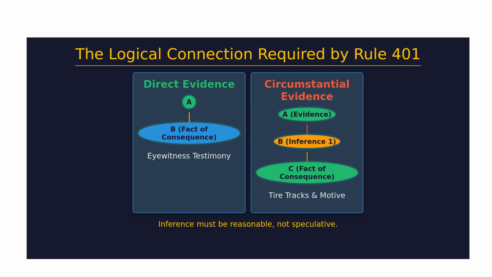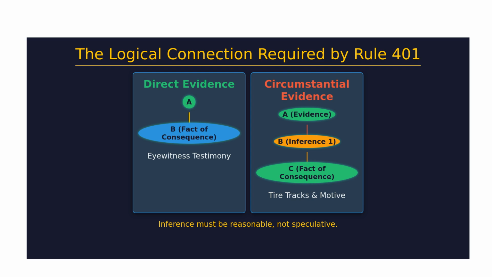Now that we understand that evidence must relate to a fact of consequence, we must examine the nature of the logical connection required by Rule 401. Evidence can prove a fact in two primary ways: directly or circumstantially. Direct evidence, such as an eyewitness testifying they saw the defendant run the red light, directly proves the fact in issue. There is no gap in logic required.